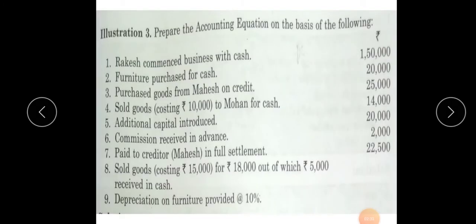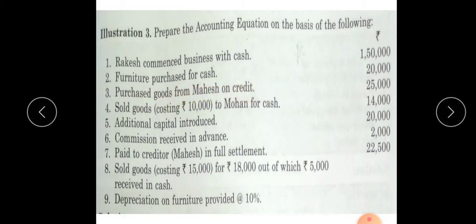To understand the accounting equation, we will take one more illustration, illustration 3 from our book. Okay. There are 9 transactions. The first transaction is Rakesh commenced business with cash rupees 1,50,000. Second transaction, he is purchasing furniture for cash 20,000. Purchase goods from Mahesh on credit 25,000.